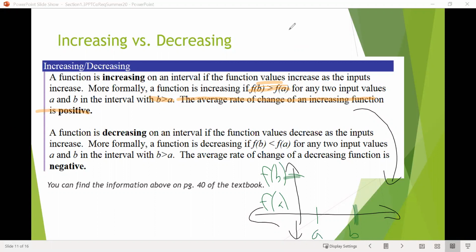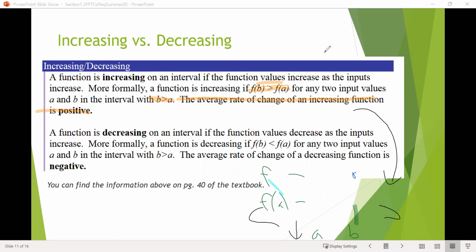Notice if I connect the dots in this graph, from here, which is a, f of a, to here, which is b, f of b, notice that from left to right the graph is going up. That's one of the surefire ways to identify whether a function is increasing over an interval: look and see if, from left to right, the function is going up or down. If it's going up, then it's increasing.